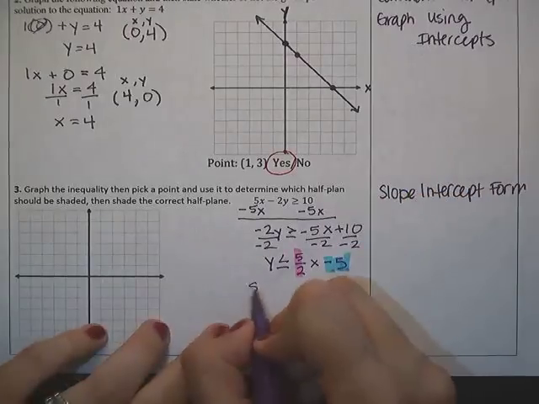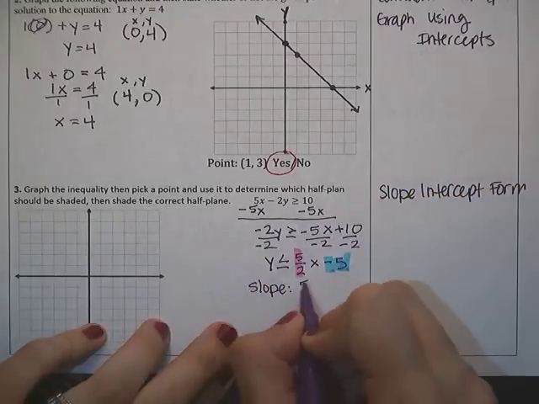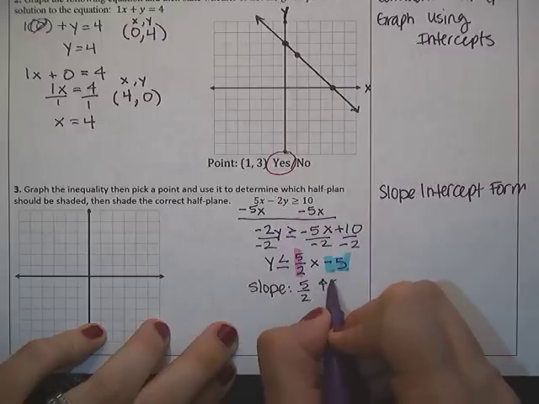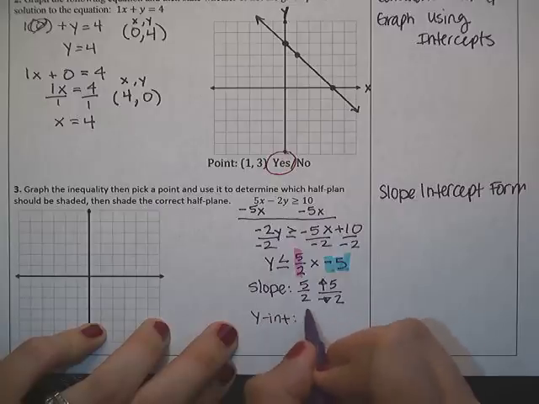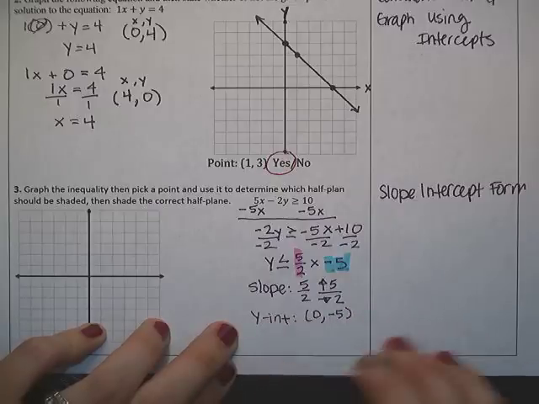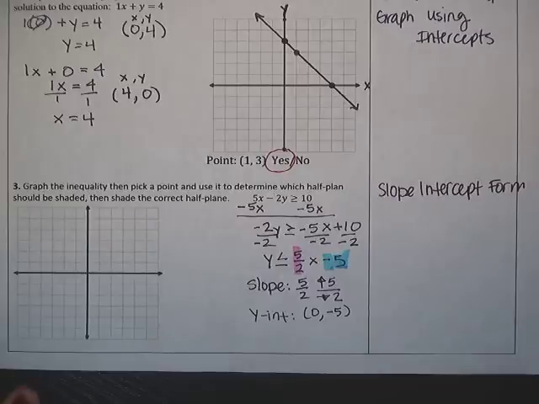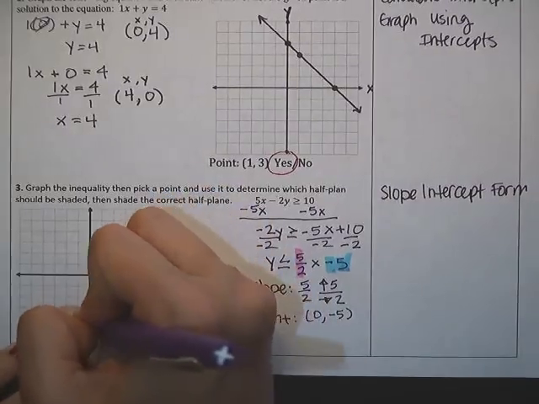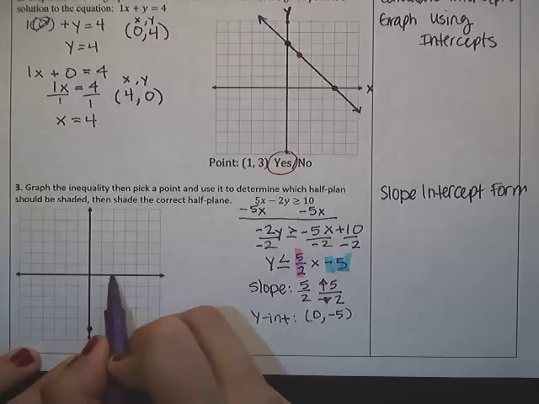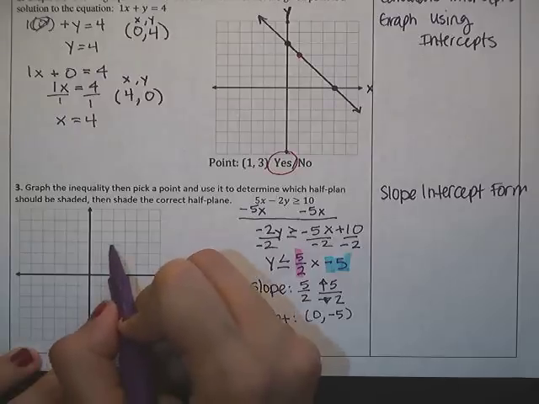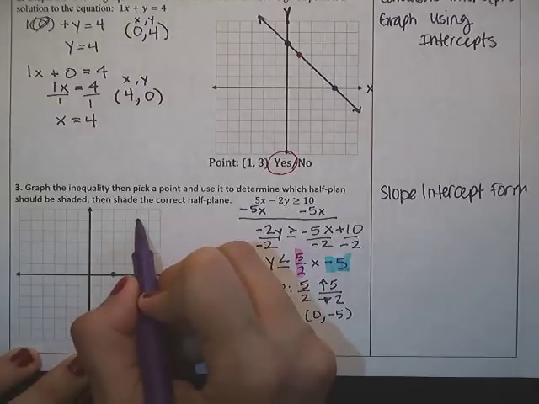Our slope is 5/2. So we're going to go up 5, rise 5, and go forward 2 since it's positive. And then our y-intercept is 0, comma, negative 5. So we can go ahead and plot the y-intercept at 0, negative 5, and then we can follow slope to 2 more points. So we're going to rise just following these directions, up 1, 2, 3, 4, 5, forward 2, up 1, 2, 3, 4, 5, forward 2.